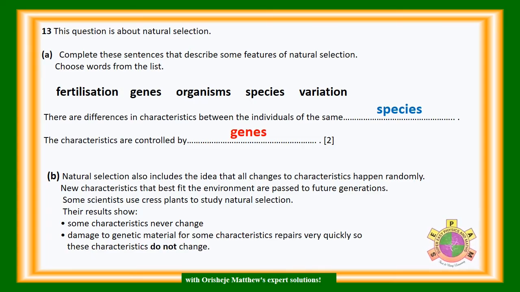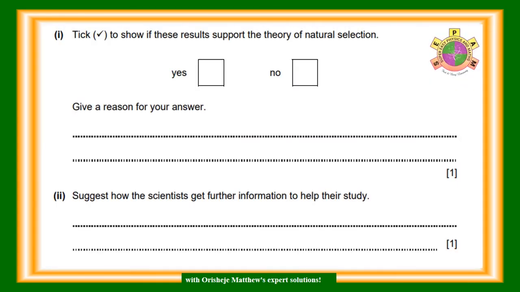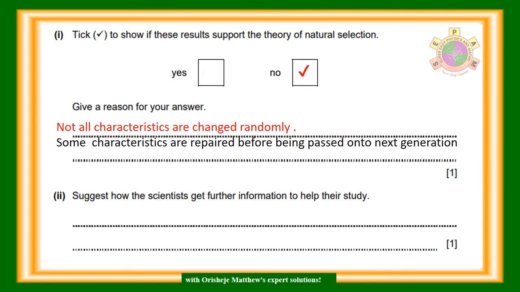Question 13b, tick to show if these results support the theory of natural selection. Yes or no? Give a reason for your answer. Answer, no. Reason, not all characteristics are changed randomly during natural selection. Some characteristics are repaired before being passed on to the next generation.